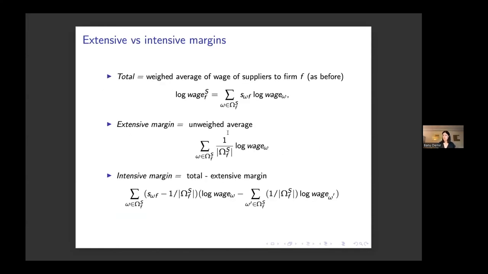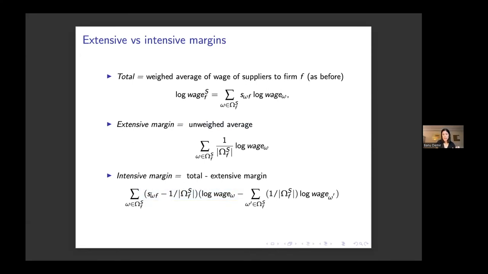Now let's decompose this. As I said in the beginning, this correlation could be driven by two things. One is that high wage firms might be more likely to match with other high wage firms. To be able to capture that, we can simply use the unweighted average. So we are going to treat all suppliers the same, regardless of how much the buyer buys from each of them. And the intensive margin then becomes the difference between the total that we defined before and the extensive margin, which is simply the unweighted average. So if you look at it, it almost looks like a covariance, right?